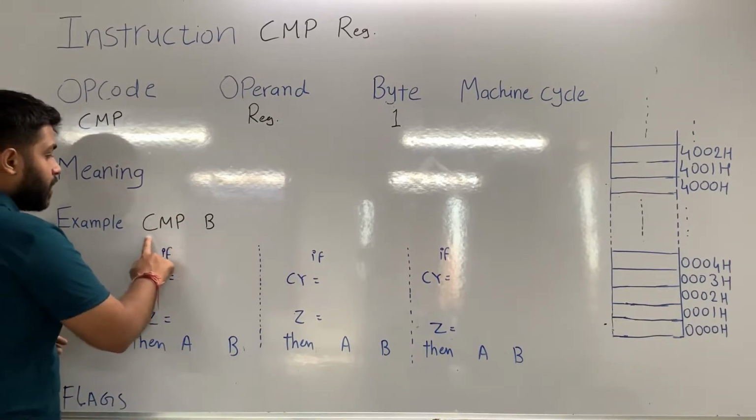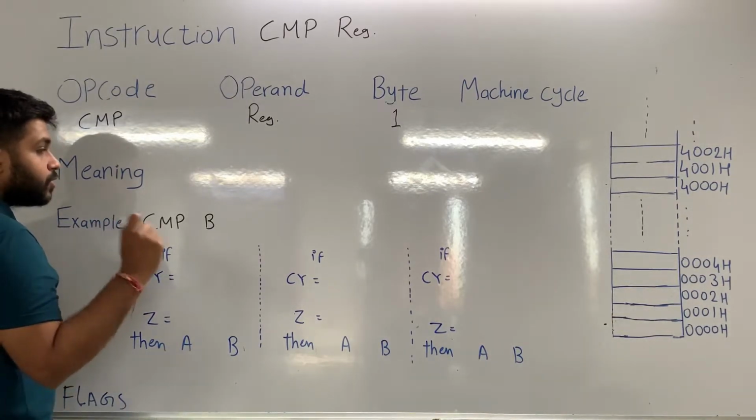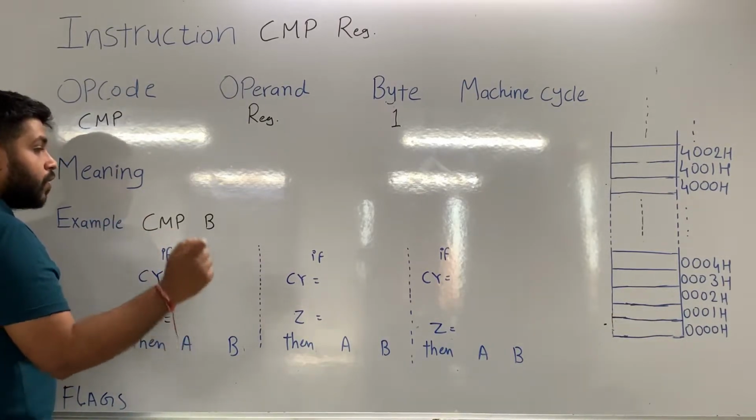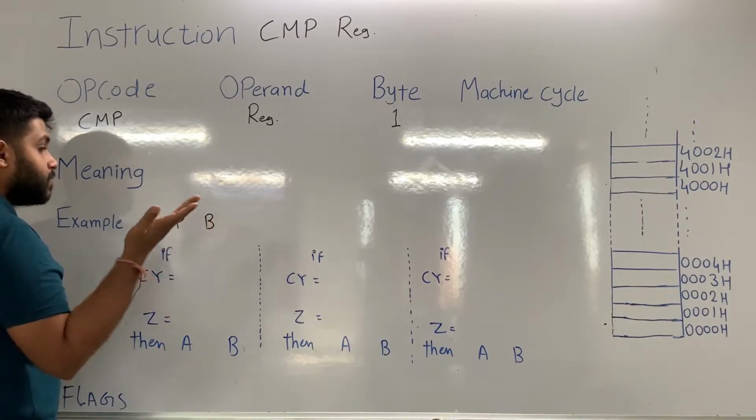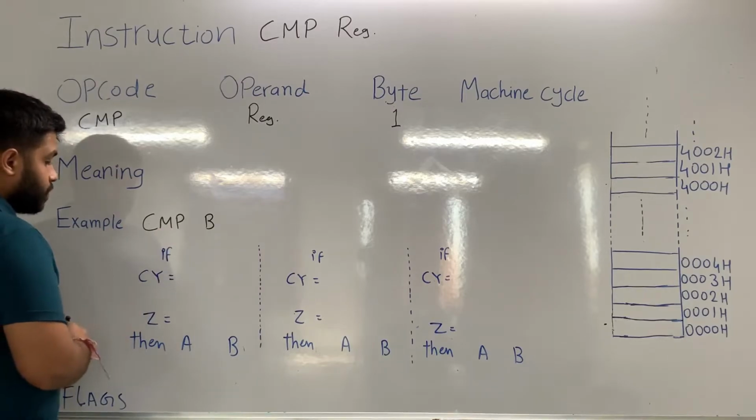So how are we going to know whether the answer is positive, negative or 0? After the compare instruction is executed, we have to see the status of flags. From the status of flags, we are going to know whether the answer is positive, negative or 0.